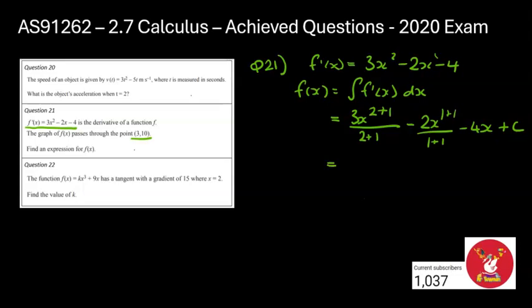So simplifying all that nonsense. So we basically got 3 divided by 3. So that's going to go away. And the power is 3, so it's going to be x cubed.